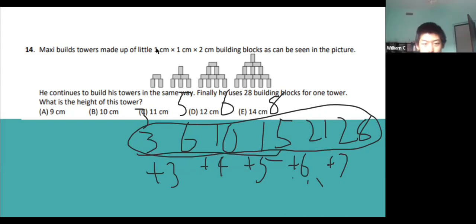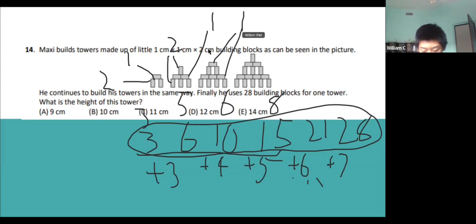So we know that the blocks are 1 centimeter by 1 centimeter by 2 centimeter. So if we look at this tower, there's one 2 centimeter, one 1 centimeter. So the sum of that is 3. Look at this tower, there are two 2 centimeters and one 1 centimeter. So the sum is 5. In this tower, there's two 1 centimeters and two 2 centimeters. So the sum is 6. And at this point, we can figure out the pattern. We don't need to count anymore. So it's plus 2, then plus 1.